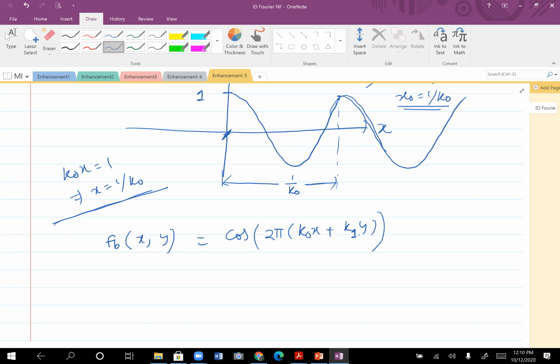So periodic around tan inverse of k1 by k0. Right, that's right. So just 1 minute.